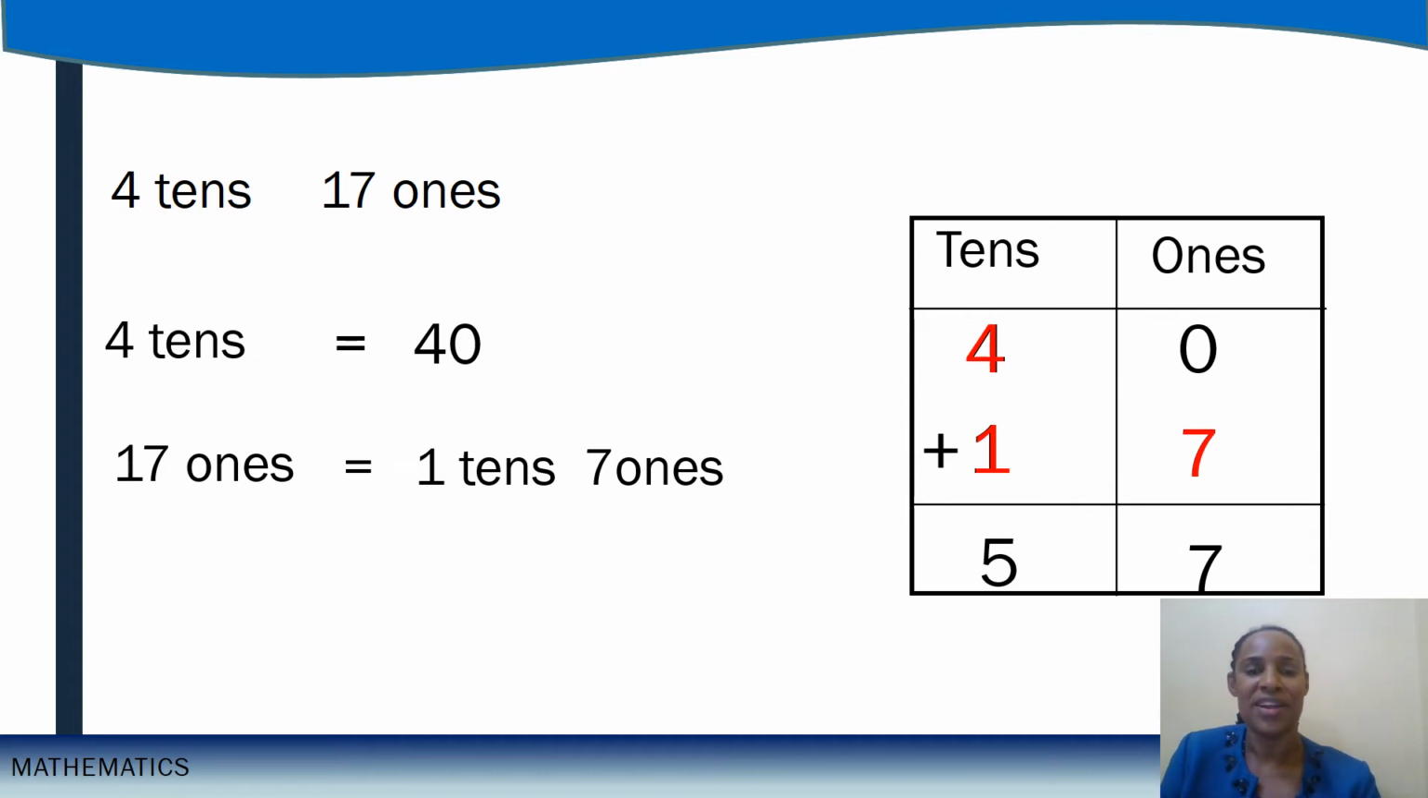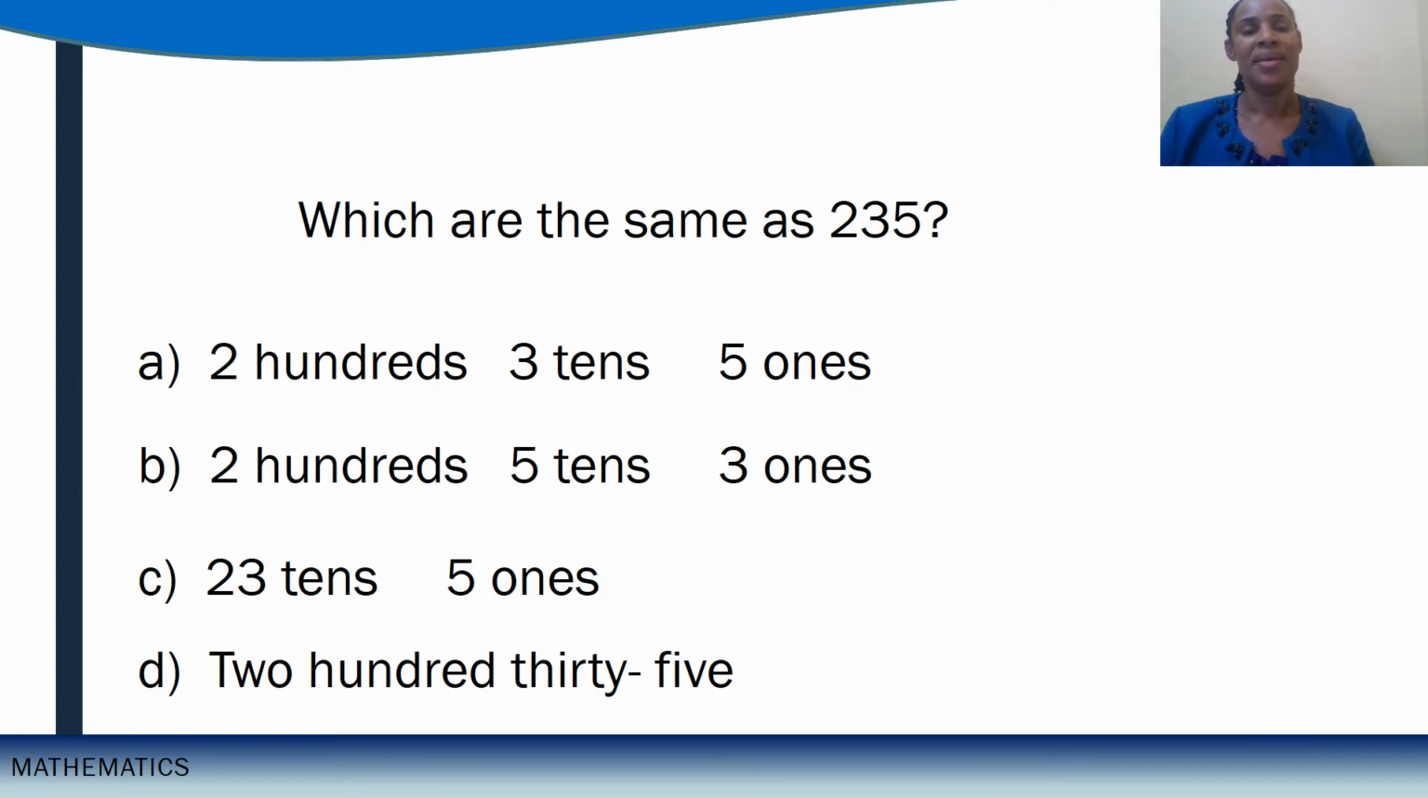So there we have it. 5 tens and 7 ones. Can you read that as one number, boys and girls? Excellent. 5 tens and 7 ones is the same as 57. Great job, boys and girls. I am so proud of you. Boys and girls, for each activity that we do, you just seem to be getting better at renaming.